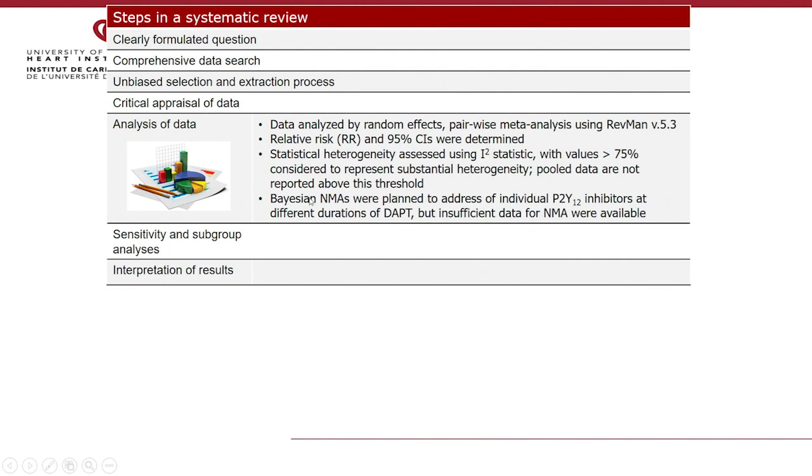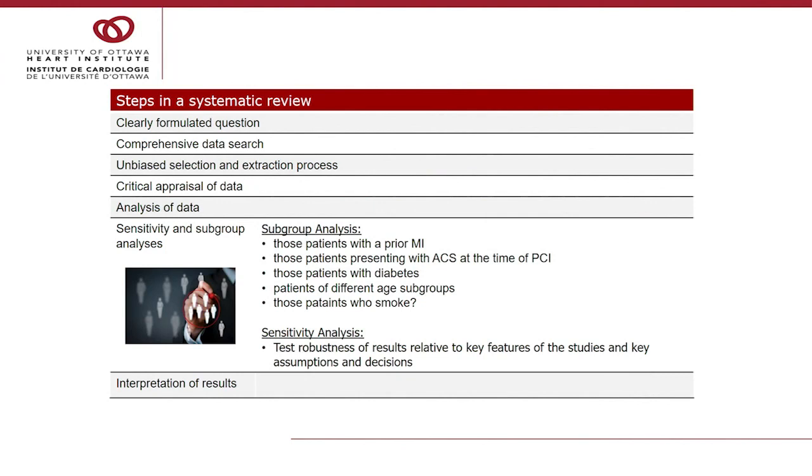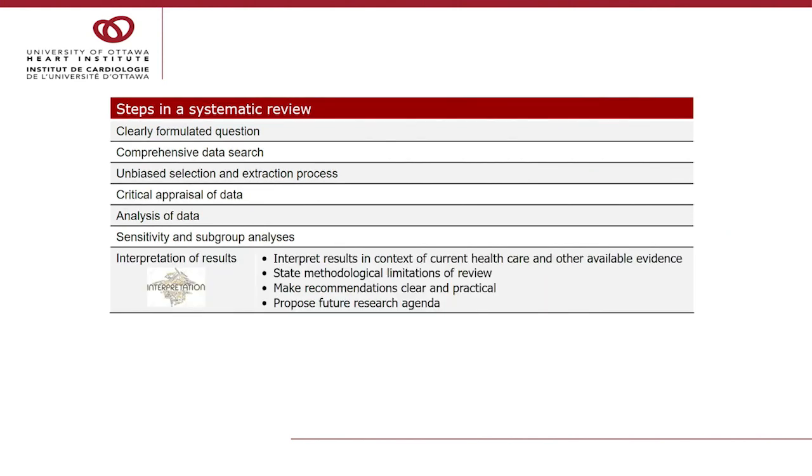We wanted to look at a Bayesian technique where we could actually compare all 3 of these specific P2Y12 inhibitors, but we could not because the data was not specific enough. In terms of subgroups, these are the 5 subgroups we're interested in, as illustrated earlier. And then we'd also look at sensitivity analysis, for example, bare metal stents versus drug-eluting stents. And then we interpreted it, okay, which is there.